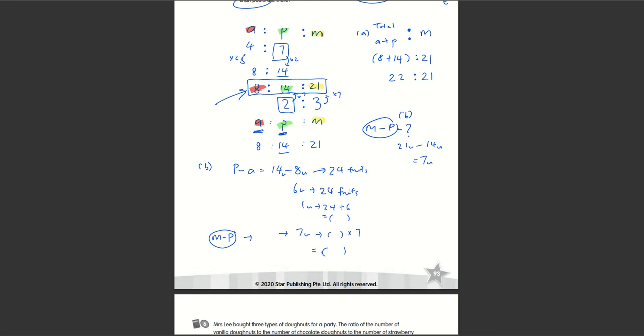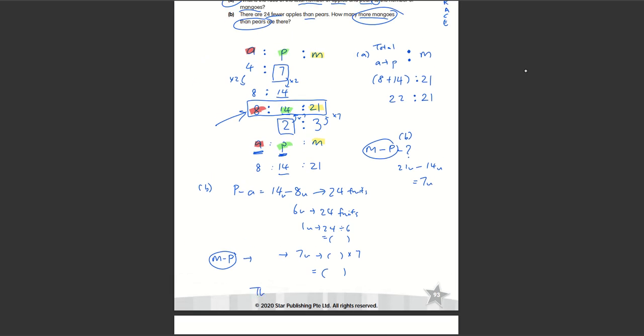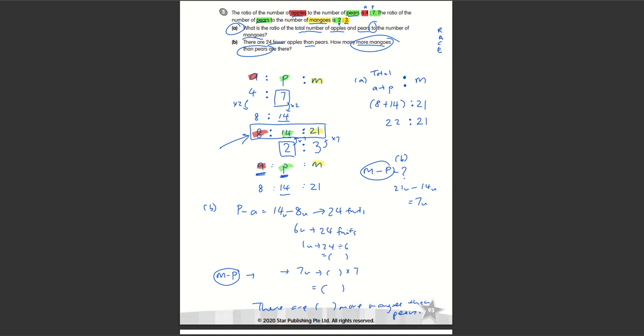Then can you write down your final statement here? There are how many more mangoes than pears? Alright, so that is this question here for question 5. I will choose to use just ratio instead of model drawing for this question because I think putting 7 units and 2 units, finding common multiples and then 21 units for mangoes, that's a lot to draw. So I'll stick to using the ratio method to solve.